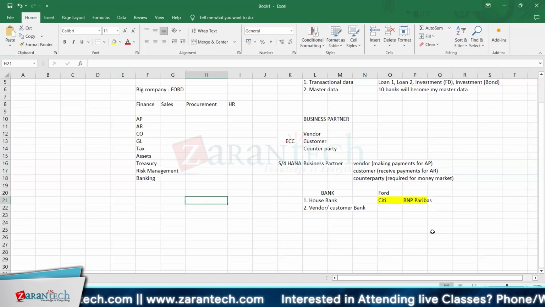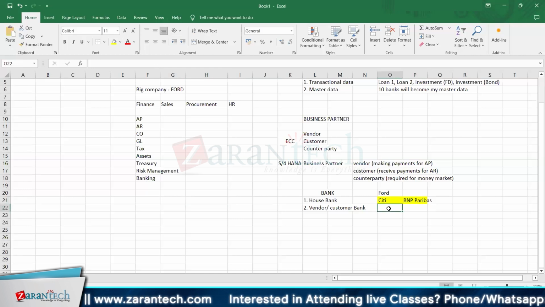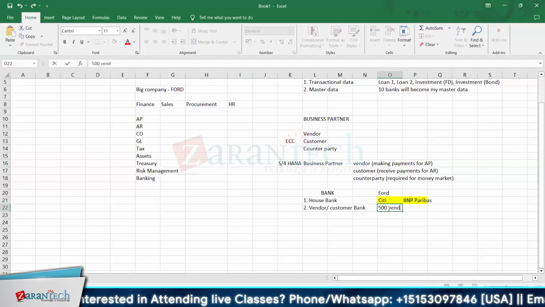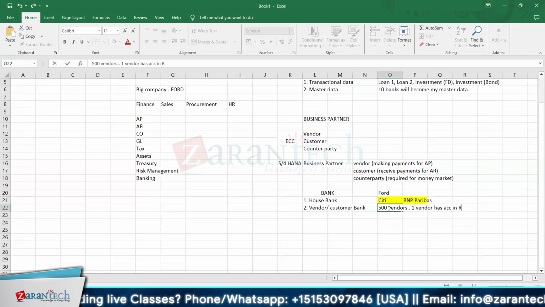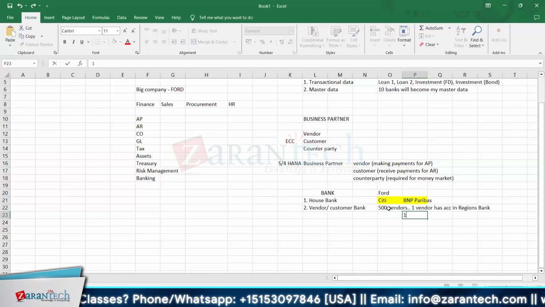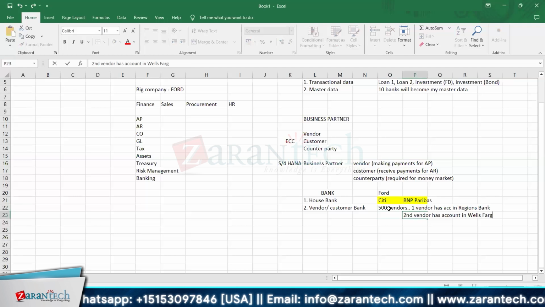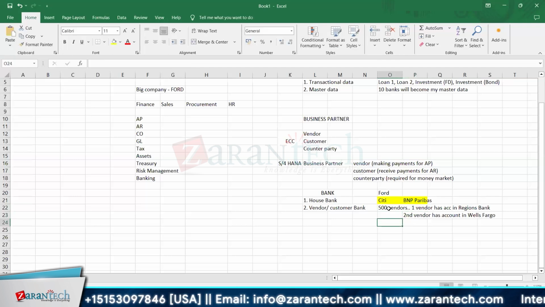Now, vendor customer bank is something which is a third party bank. Let's say, as Ford, I may have just two house banks, Citi and BNP Paribas, but I may have 500 vendors, and every vendor may have a different account. Let's say one vendor has an account in Regions Bank, another vendor may have an account in Wells Fargo, right? I don't need a lot of details about these banks because they are not my banks, but I still need to maintain them in a basic way so that I can actually make the payment, right?